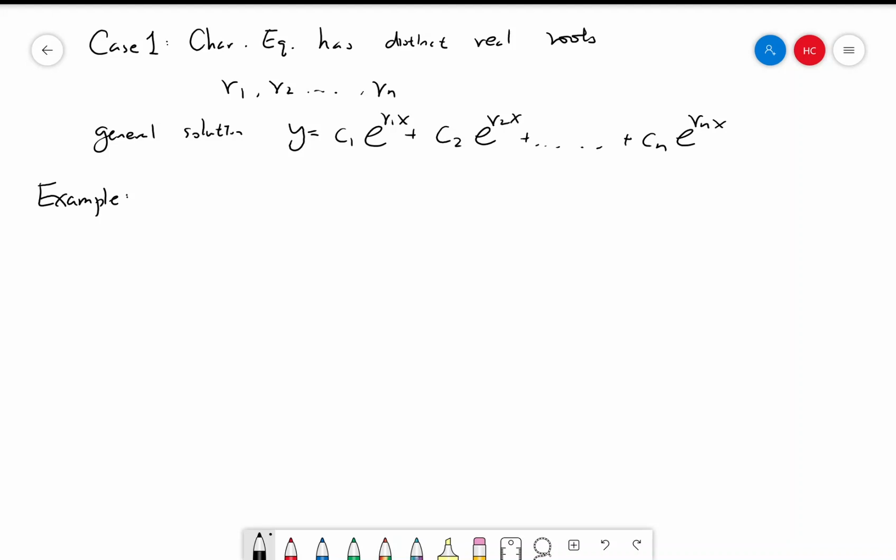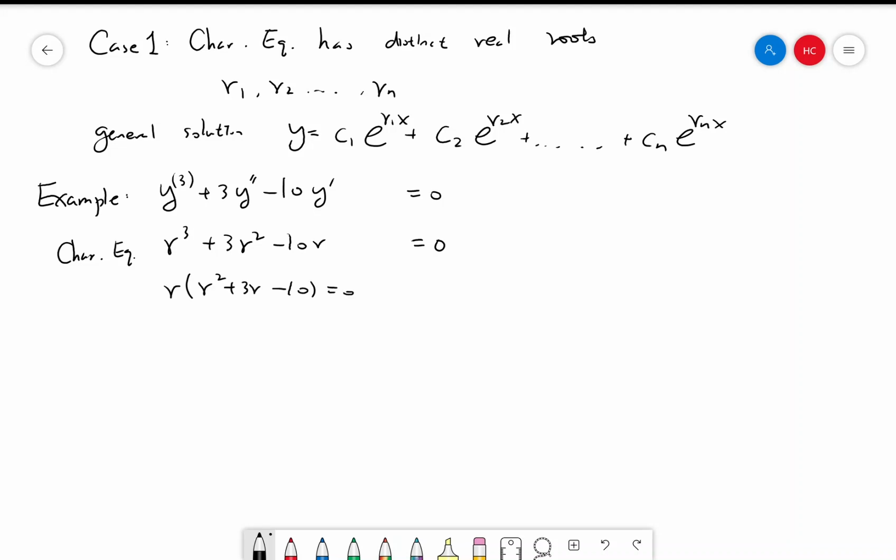So let's take the differential equation, the third derivative of y, plus 3 times y double prime minus 10 times y prime equal to 0. So the characteristic equation is r cubed plus 3r squared minus 10r equal to 0. This thing factors easily. R factors out, so it's r times r squared plus 3r minus 10 equal to 0, which further factors into r plus 5 and r minus 2. So the roots are 0, negative 5, and 2, which are distinct real roots.